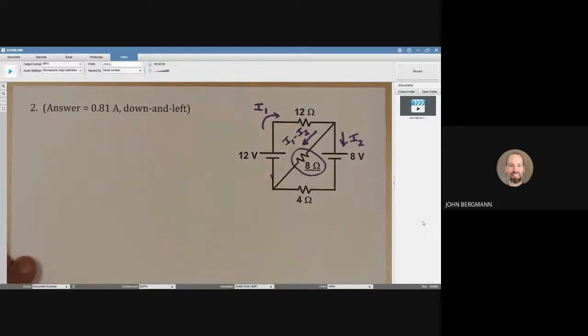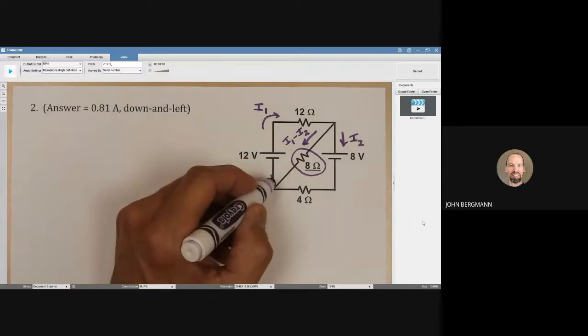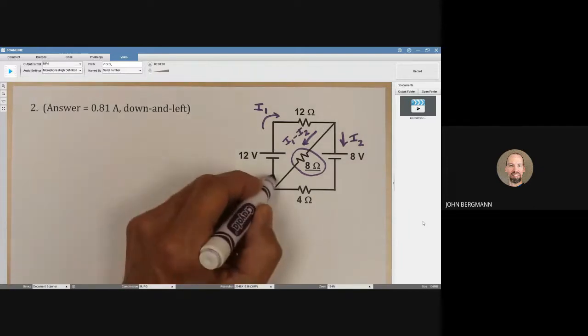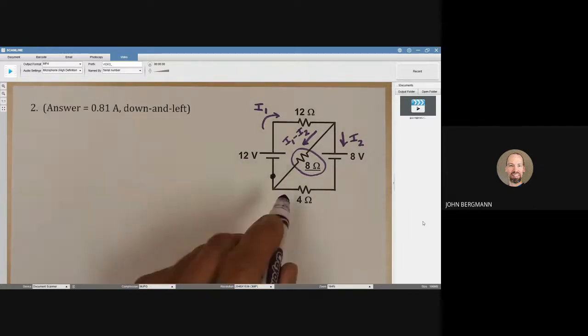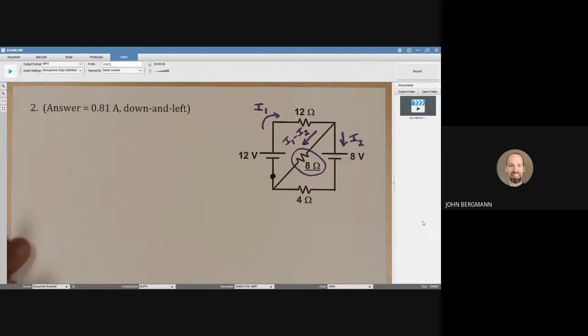Now we need to write some loop equations. We need to pick some point; I'm going to go right there. And we need two loop equations because we have two unknowns. I'm going to choose the leftmost loop, start at the dot, and go clockwise around. Here we go.